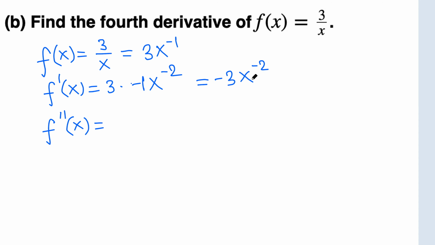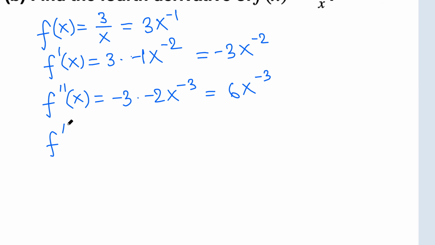Let's find the second derivative in the same way. A constant times x to the n, using the power rule. So negative 3 times x to the n. The derivative of x to the n is n x to the n minus 1: negative 2 minus 1, negative 3. We can multiply negative 3 times negative 2. Negatives make a positive, 3 times 2 is 6, x to the negative 3. So we need to keep working on the third derivative now. The third derivative is negative 3 times 6, we can multiply: negative 18 x to the negative 3 minus 1, negative 4.